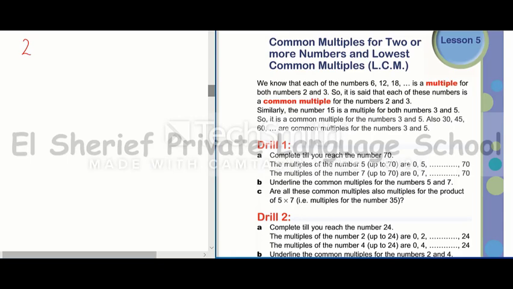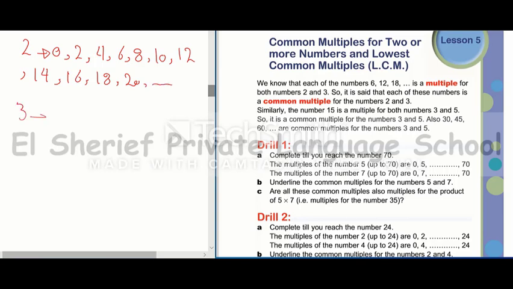if we have 2, as we know, the multiples of 2 are 0, 2, 4, 6, 8, 10, 12, 14, 16, 18, 20, and so on.